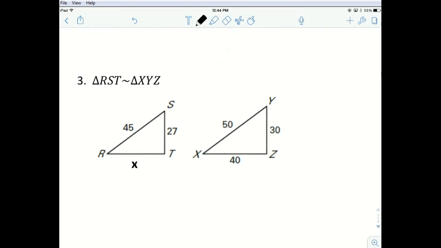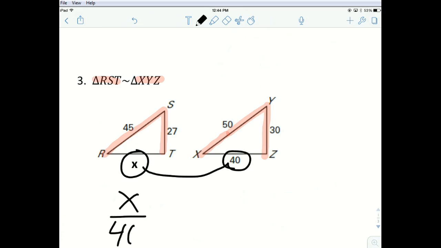Now here we have two triangles that look to be in the same orientation. I'm just going to do a quick double check and make sure by looking at my statement. I've got RST, so it goes R up to S down to T. I'm going to make sure that this is the same. X, Y, Z. X up to Y down to Z. It looks like it is. So now it's just as easy as matching up where they are. X matches up with 40. And you can choose either at this time. I'll stick with the smaller numbers. 27 matches up with 30.